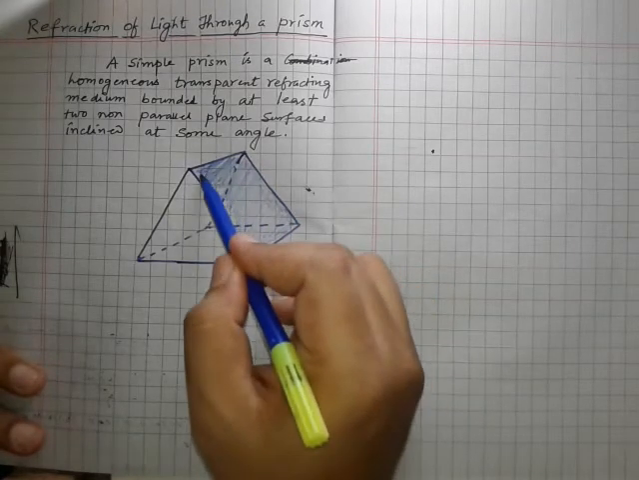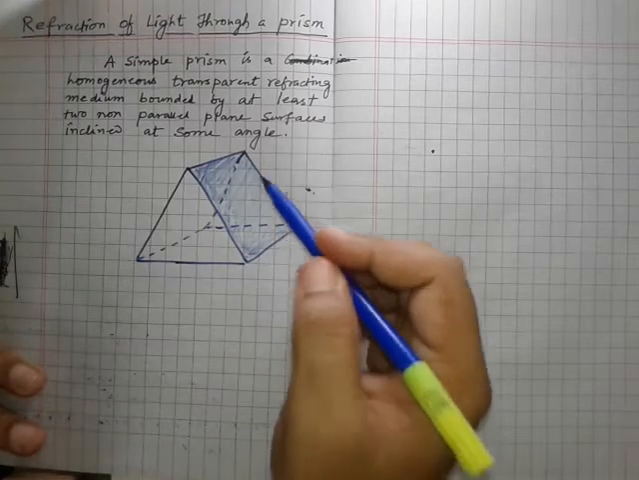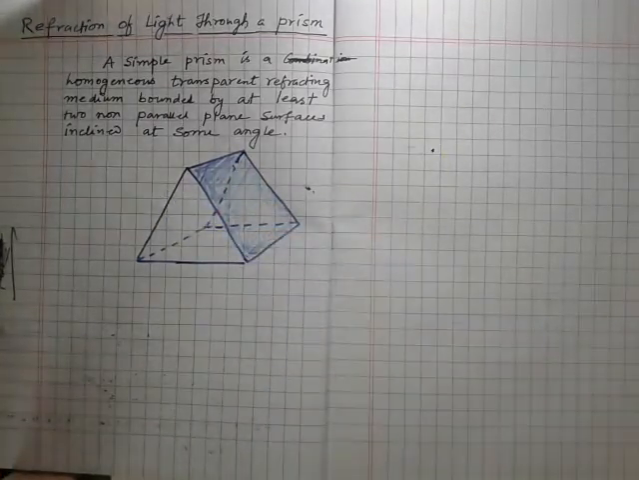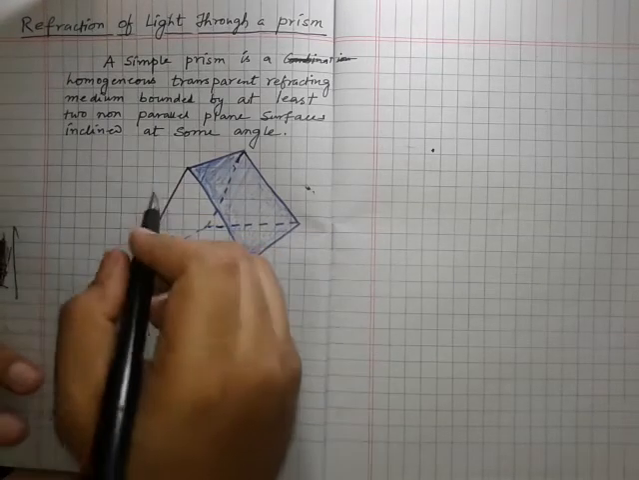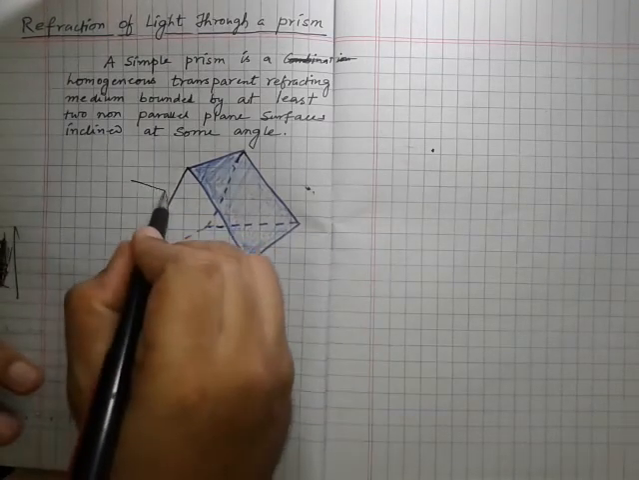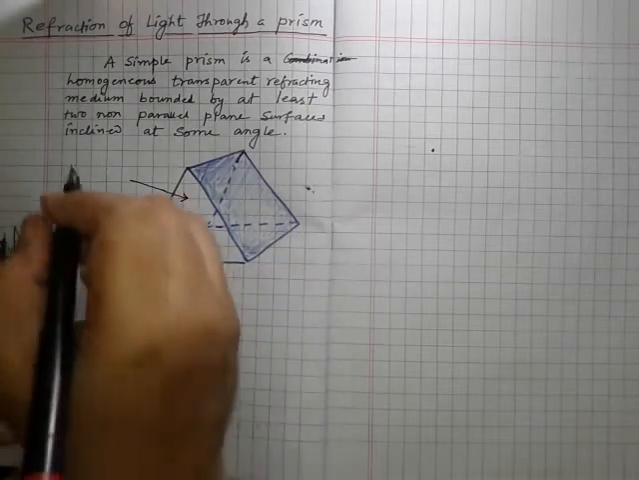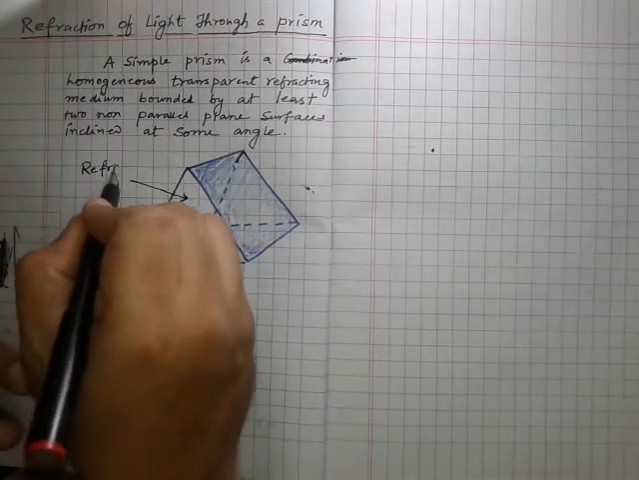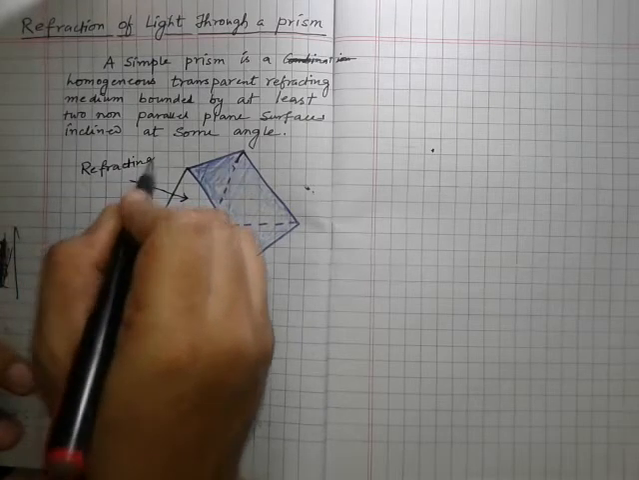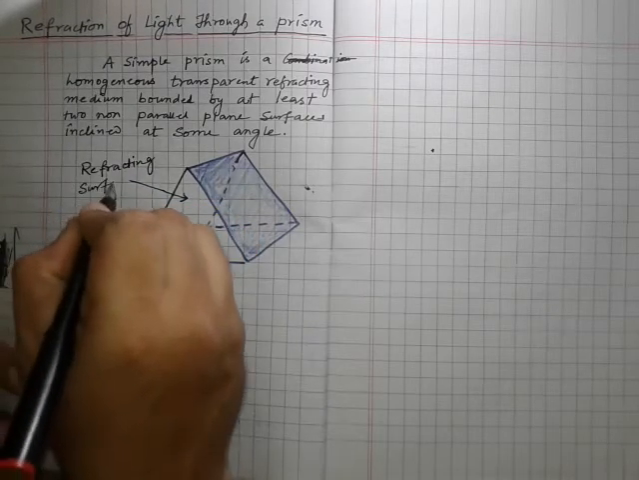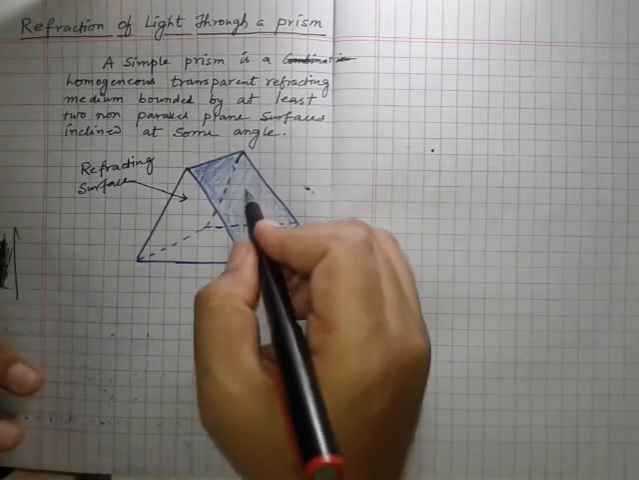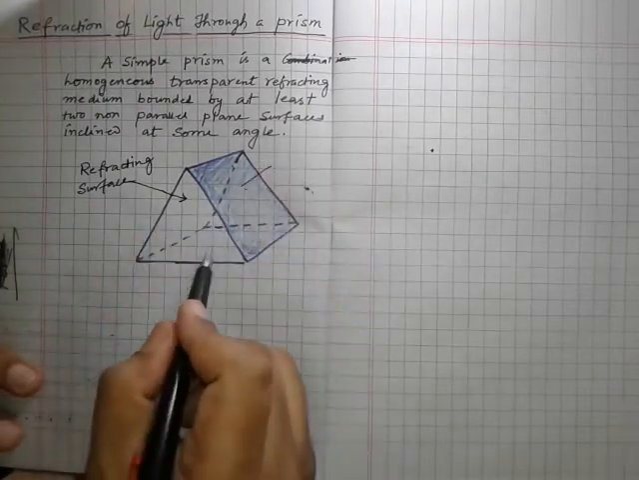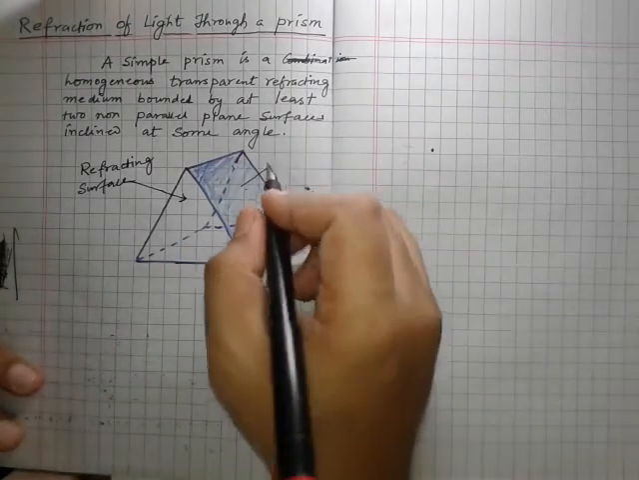Okay. So there are two refracting surfaces. This is one refracting surface, and this is one refracting surface. So I'll just mark it here. What other refracting surfaces are there? So this surface is a refracting surface. This surface is also a refracting surface. Even this surface could also be a refracting surface.